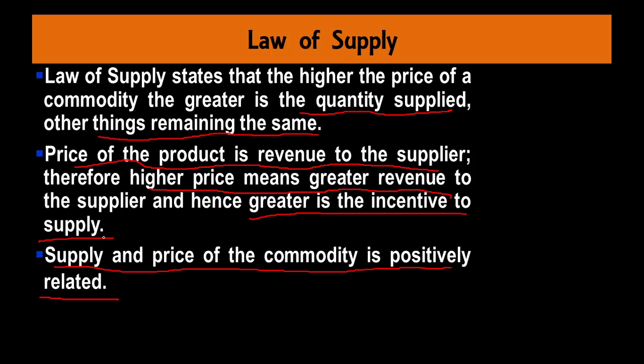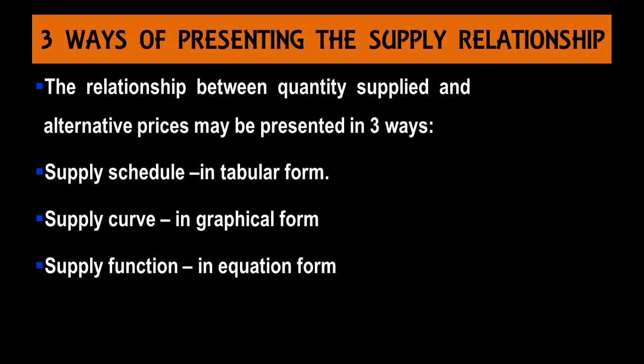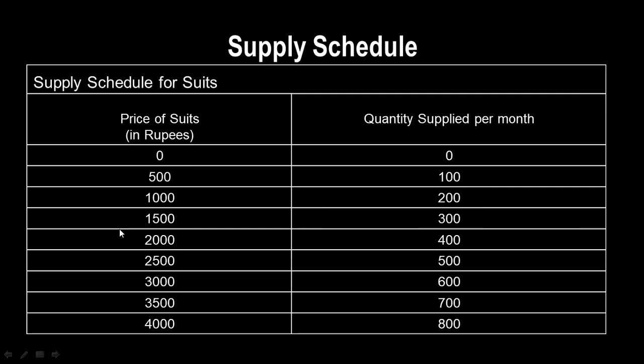Quickly move on to the next thing: how you can show this relation, the law of supply. This relation can be shown in 3 ways. One, with the help of a table; in tabular form you can show this relation. You can show it with the help of a graph. You can show it with the help of an equation. In this video, I am going to explain the first 2, that is, the supply schedule or supply table and the supply curve. So let us first see the supply schedule.